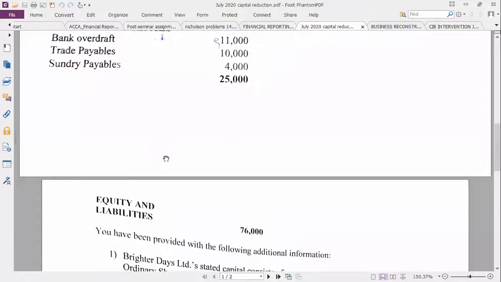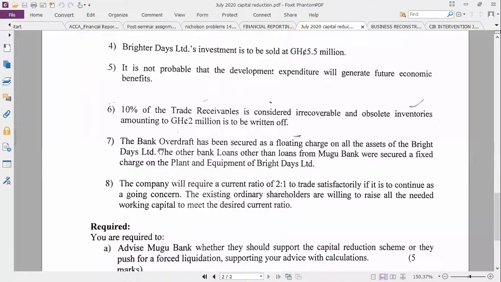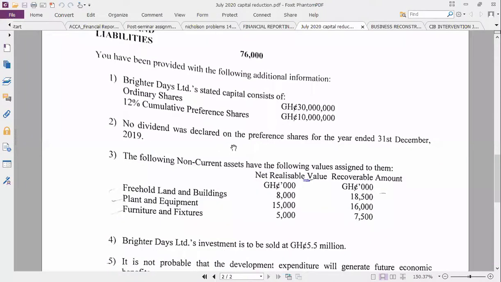No, they didn't say something like that. No dividend was declared on preference shares for the year ended. And they didn't tell us whether it's in arrears for 2 years, so we will not assume anything. So let's go straight.